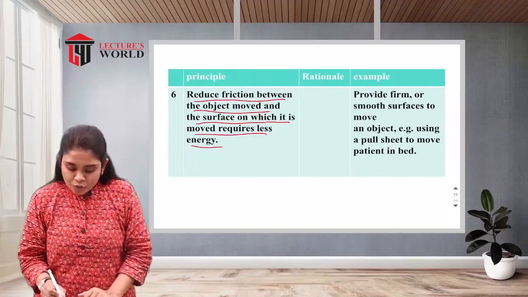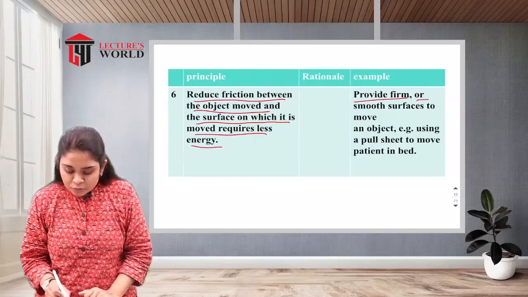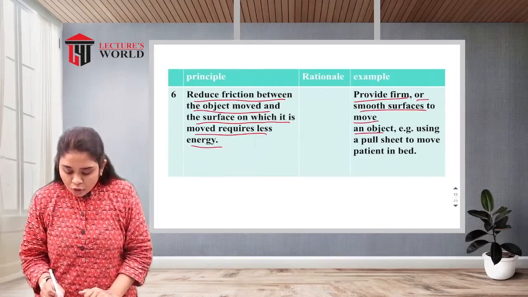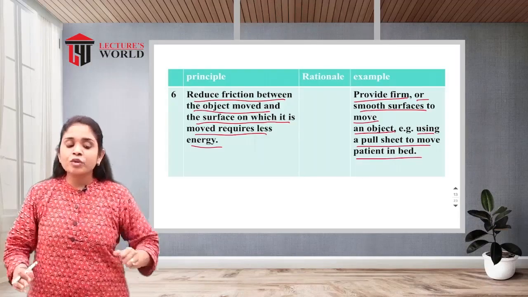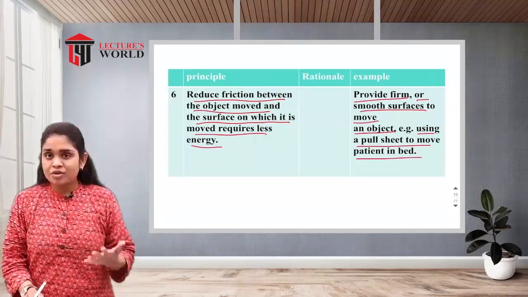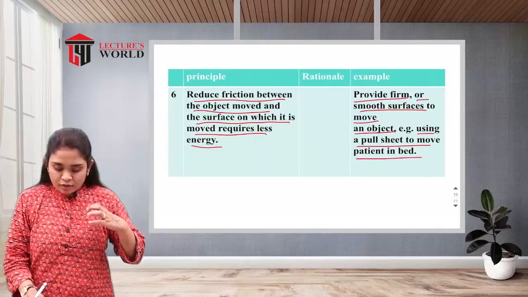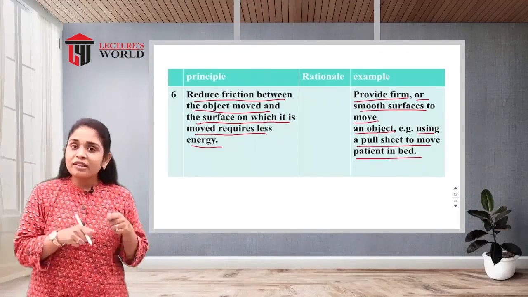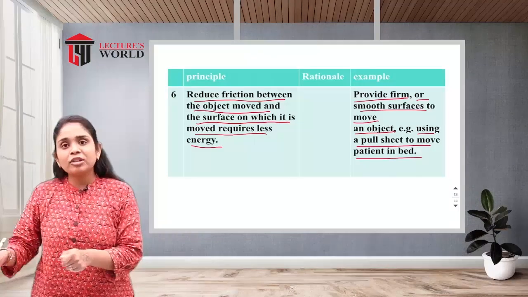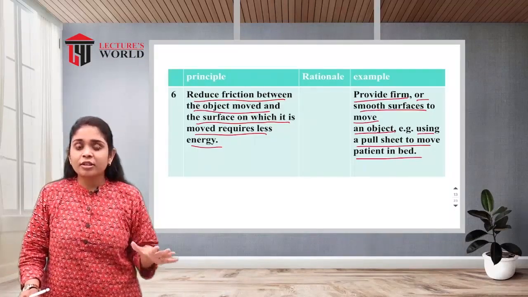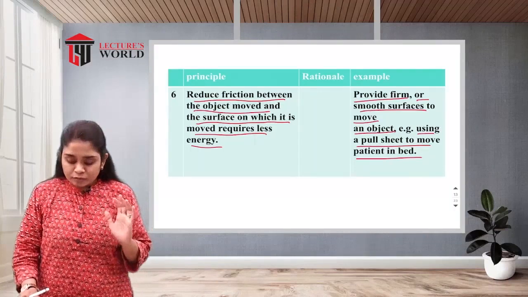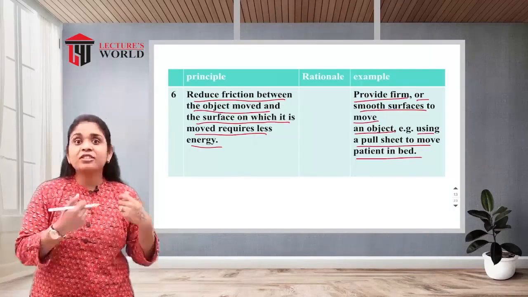So provide a firm or smooth surface to move an object, like using a pull sheet to move the patient in the bed. If the patient is on a stretcher and a pull sheet is there, very easily you can pull the patient onto a bed. But if the patient doesn't have a pull sheet or something, what happens? You have to lift the patient.